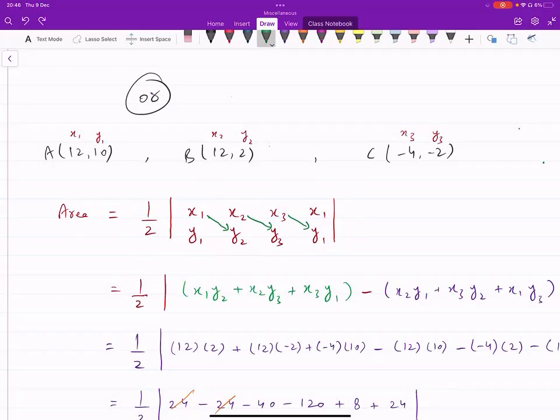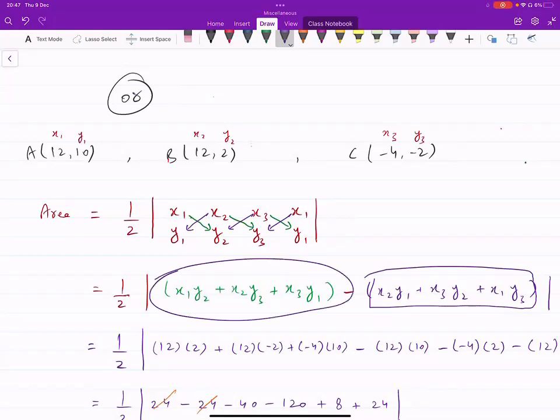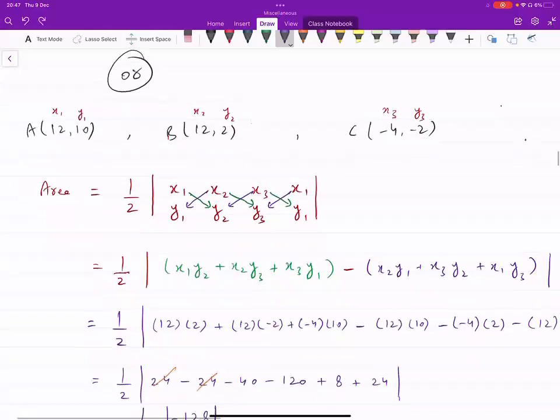What we do is write the coordinates this way: x1 y1, x2 y2, x3 y3, and then finally at the end we repeat x1 y1, and then diagonally you multiply these: x1 y2 plus x2 y3 plus x3 y1. You add all of them up, and then look at the other diagonals in the other direction: x2 y1, x3 y2, x1 y3. You're going to subtract them from this. So that's x2 y1 plus x3 y2 plus x1 y3. You subtract them from this green part. You just input values now.